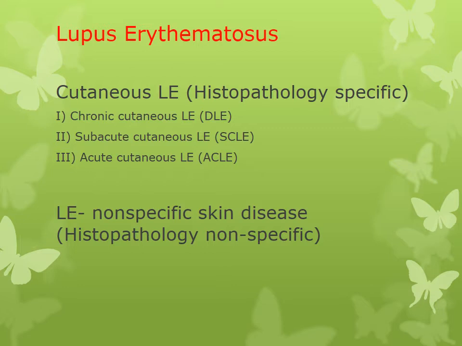The non-specific skin disease is a result of circulating autoantibodies, and there is no direct attacking to skin. That's why taking a skin biopsy does not show any specific histopathology findings. The skin lesions here in the non-specific skin disease are only manifestations of the vasculopathy or the vasculitis part of the systemic disease.